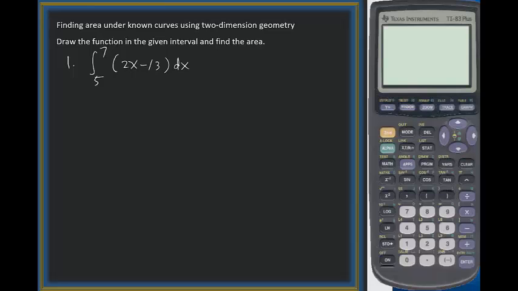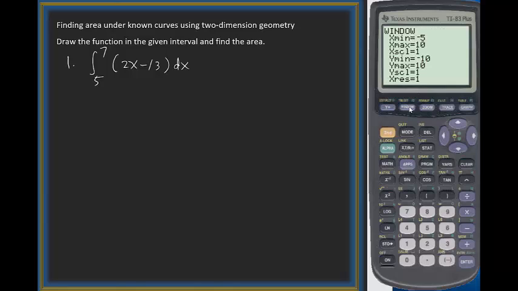Finding area under known curves using two-dimensional geometry. So we need to draw the function in the given interval. So you have the integral from 5 to 7 of 2x minus 13. This is actually a straight line, so you can take help from the graphing calculator. So your function is 2x minus 13.